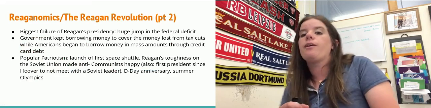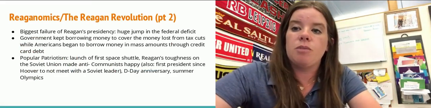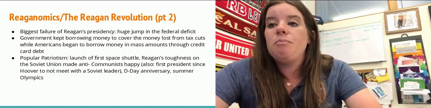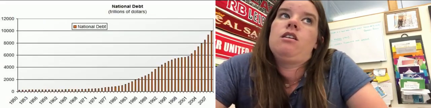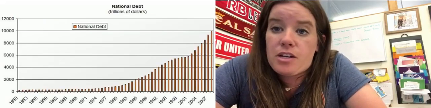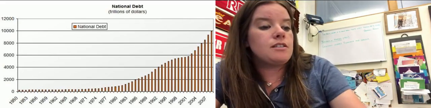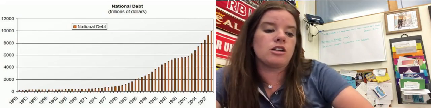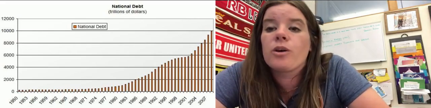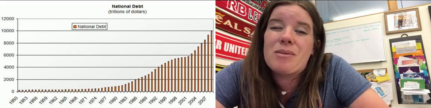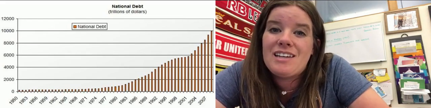Now, the biggest failure of Reagan's presidency, most people say, is the jump in federal deficit. Basically, because we didn't have any taxes, you had to pay for the government somehow, so they're going to go into national debt. During this time, the debt is going to grow exponentially, and we're going to go into massive economic debt in America, really to what it is today.